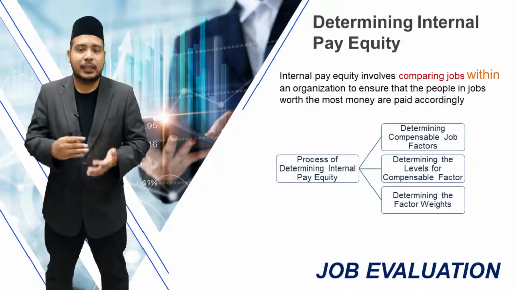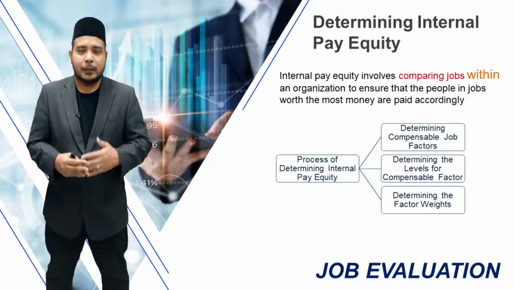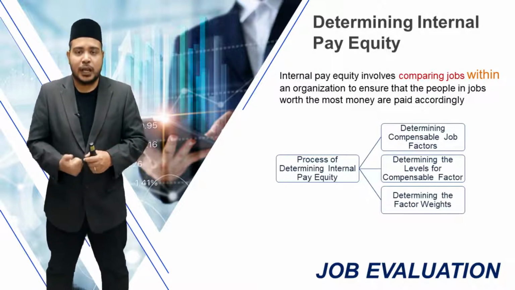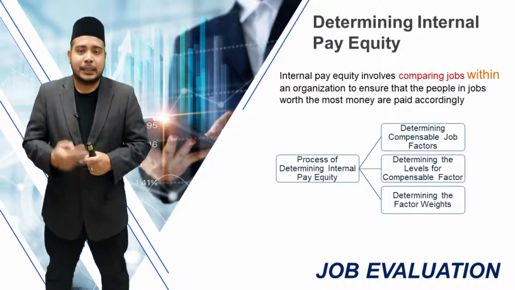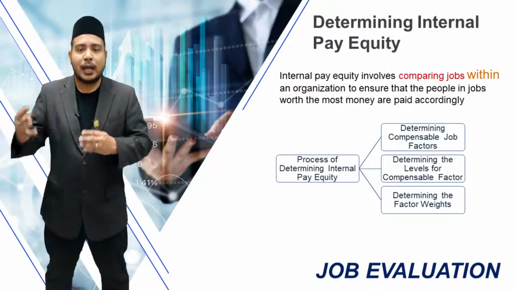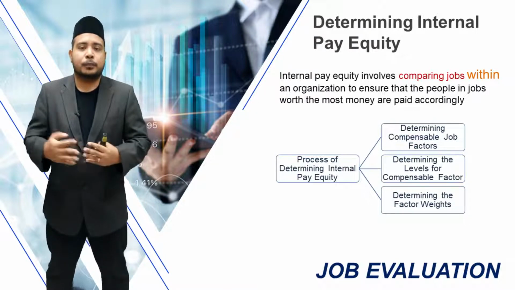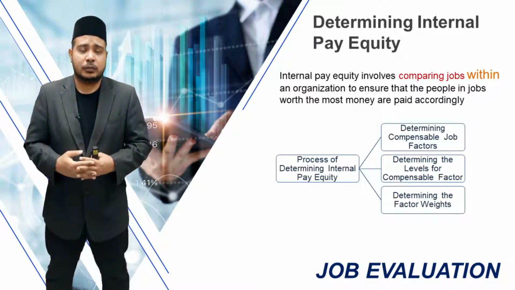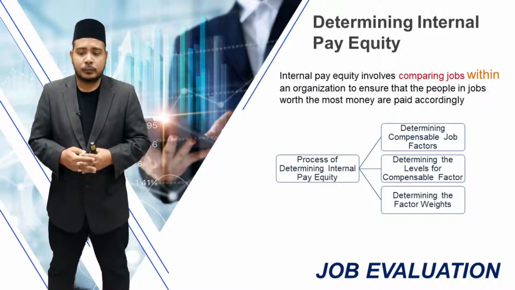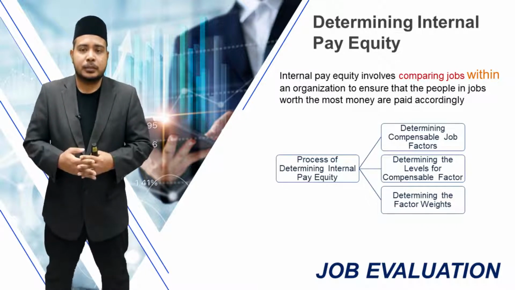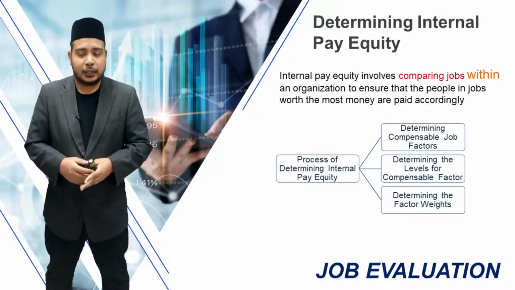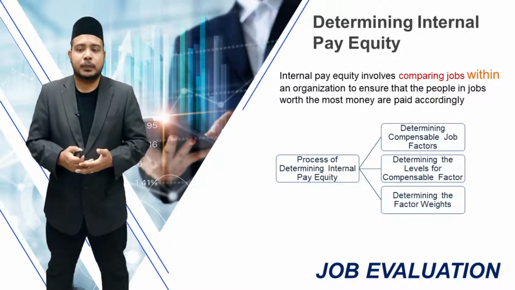The process of determining internal pay equity has to go through at least three more processes. The first one is determining compensable job factors. What are the factors that we want to reward? If a person likes to talk, is it compensable? Should we pay him because he likes to talk? Someone who likes to spend time chit-chatting during work, should we pay them because of that factor? So we want to determine compensable job factors.